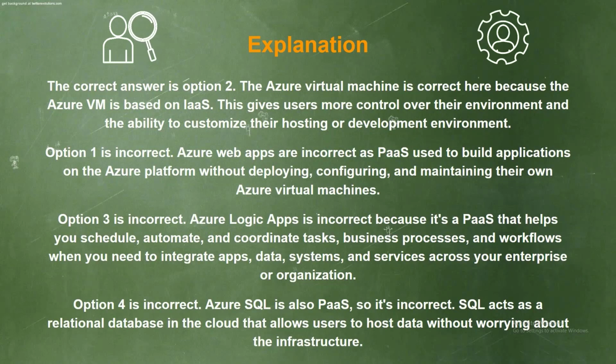Option 1 is incorrect. Azure Web Apps are incorrect as PaaS used to build applications on the Azure platform without deploying, configuring, and maintaining their own Azure virtual machines. Option 3 is incorrect. Azure Logic Apps is incorrect because it is a PaaS that helps you schedule, automate, and coordinate tasks, business processes, and workflows when you need to integrate apps, data, systems, and services across your enterprise or organization. Option 4 is incorrect. Azure SQL is also PaaS, so it's incorrect. SQL acts as a relational database in the cloud that allows users to host data without worrying about the infrastructure.